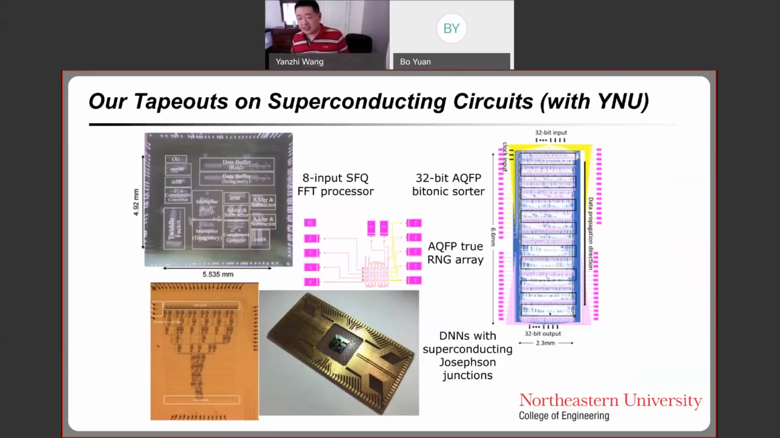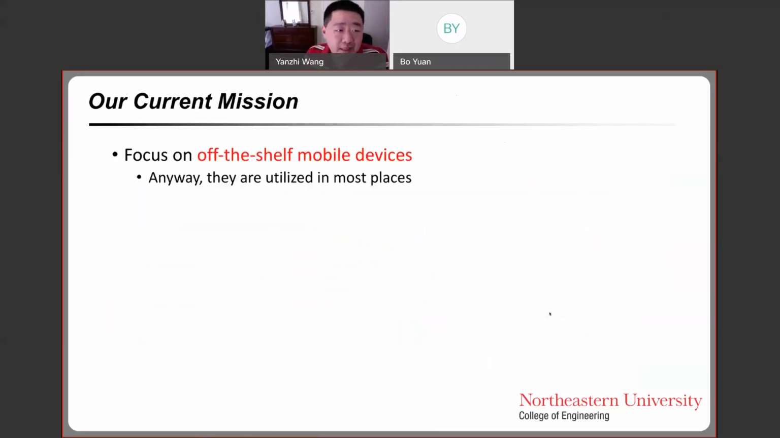And besides this, we have also been working on the superconducting circuits. This is together with the Yokohama National University in Japan. Actually, we have built the first deep neural network accelerator, and some other things like the fast Fourier transform processors. The good thing here is that theoretically it's called zero power consumption, but in fact, because it requires cooling, it is very difficult to say.